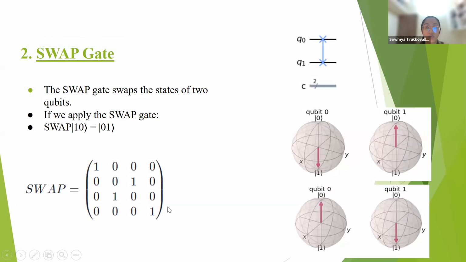The swap gate swaps the states of two qubits. So if you apply a swap gate to a state 1, 0, you get 0, 1. For example, you have a qubit 1, which is in state 1, and a qubit 2, which is in state 0. When you apply a swap gate, qubit 1 flips to state 0, whereas qubit 2 flips to state 1. So there's an exchange of states.